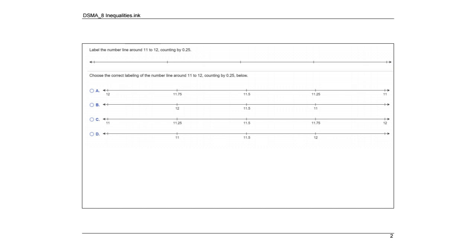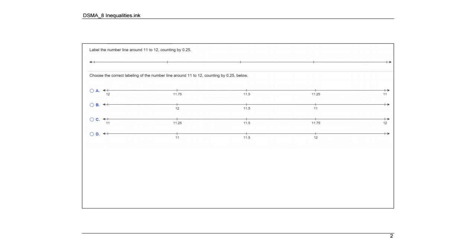So number lines are critical in statistics. As we get to the other chapters, we're going to be drawing number lines all the time. We've got to make sure that we know which direction we're going, and then we also are going to have to look at those tick marks.